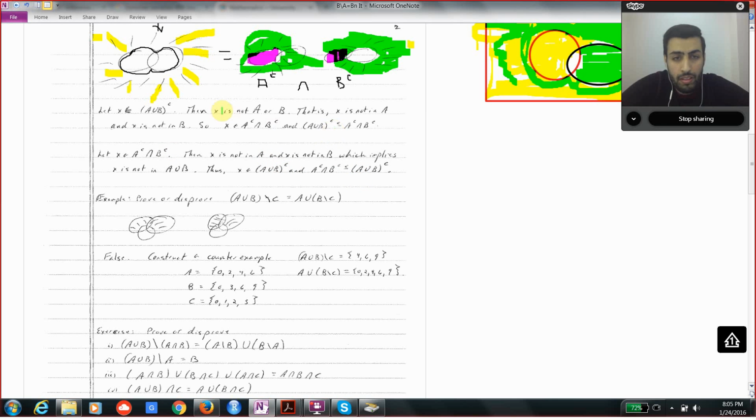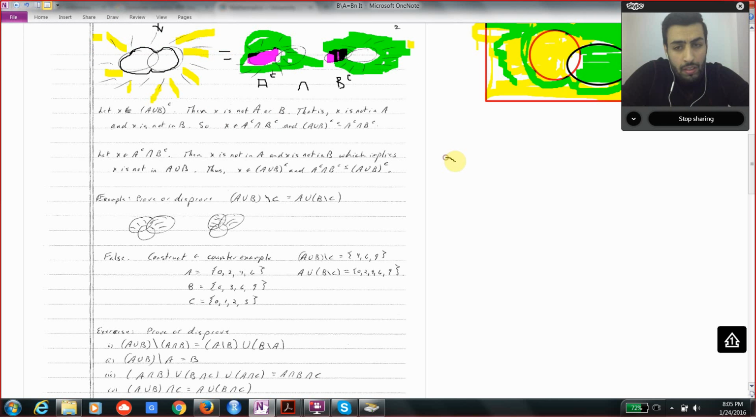Okay, right. So he says, okay, if X is an element of this, then X is not an element of A or an element of B. Okay? And let me show you this. This is actually kind of a better way of doing this.